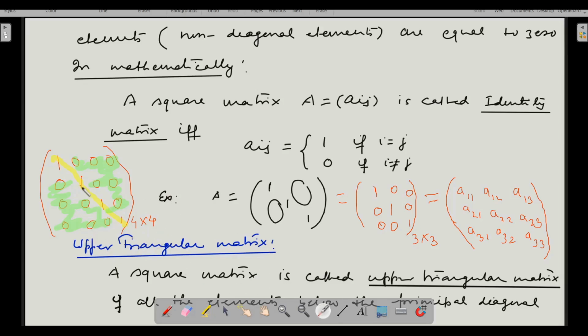Why is it an identity matrix? Because all diagonal elements are equal to 1 and all non-diagonal elements are equal to 0. Non-diagonal elements must be 0 and diagonal elements must be 1. Then it is called a unit matrix or identity matrix. If we want to write it properly, we can have a look at 4 cross 4 matrices also. So let us write it properly.